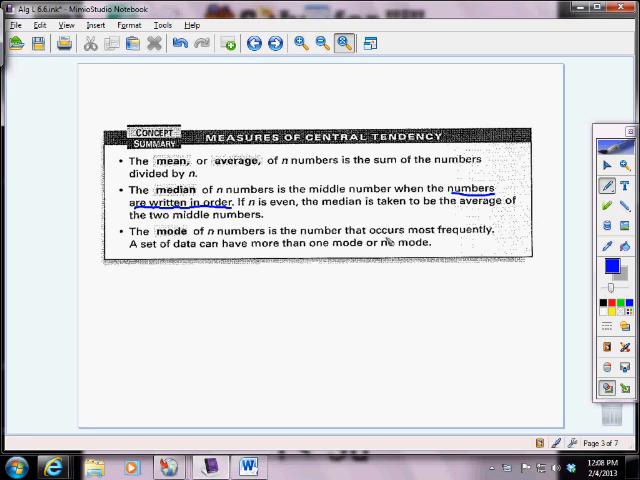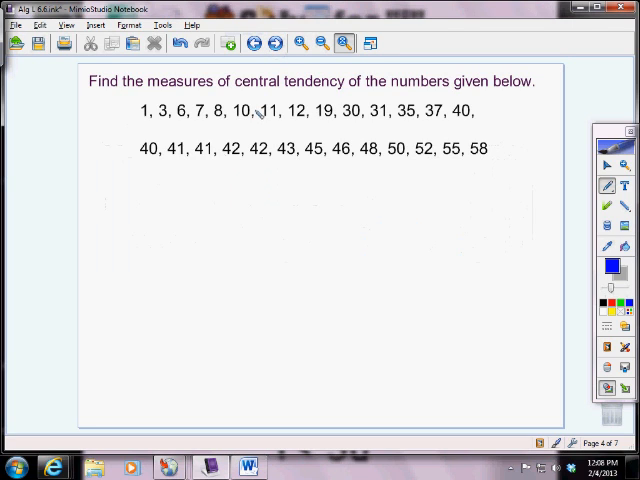The mode is the number that occurs most frequently. So when you have a data set, whatever occurs the most often, that's the mode. It can have more than one mode, or there can be no mode. So let's look at finding measures of central tendency. It says find the measures of central tendency of the numbers given below.